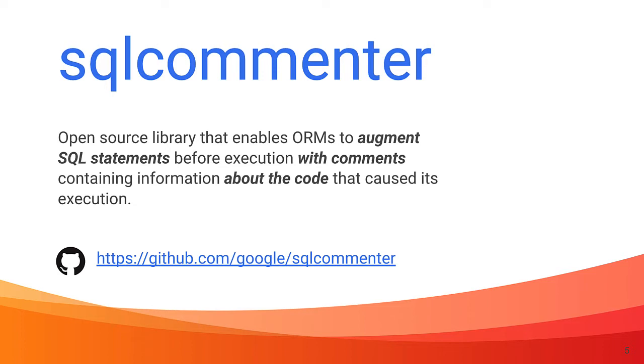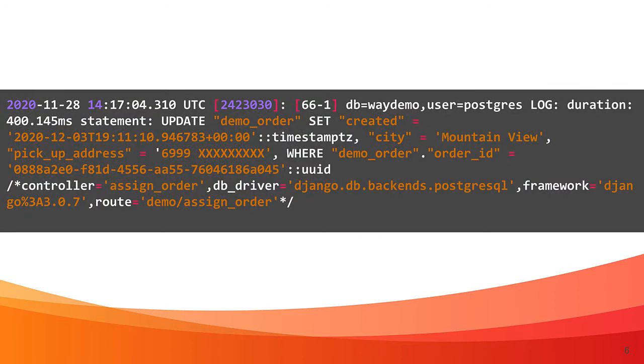Application developers don't need to do very much application code change at all to enable SQL Commenter for applications using ORMs. You can find a link on this slide to the GitHub repo, which in turn links to the documentation for SQL Commenter. So by augmenting slow query logs with application tags from the ORM, SQL Commenter helps developers determine what application code is associated with a slow query.